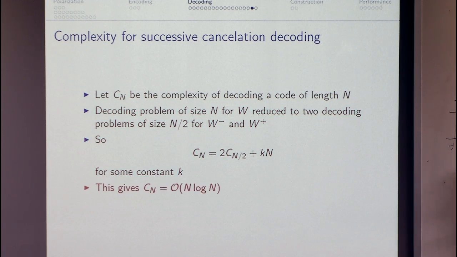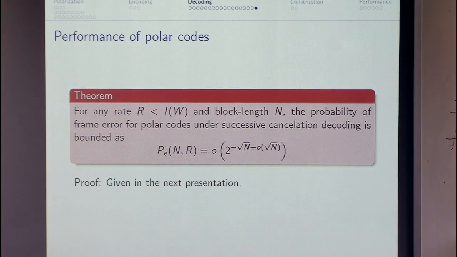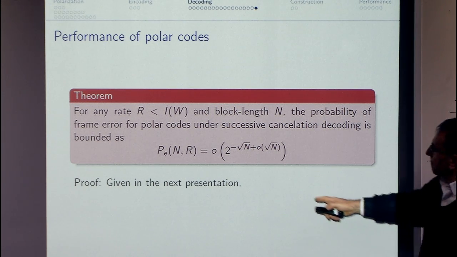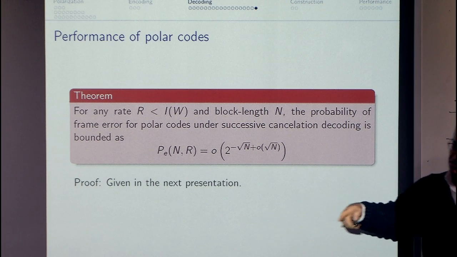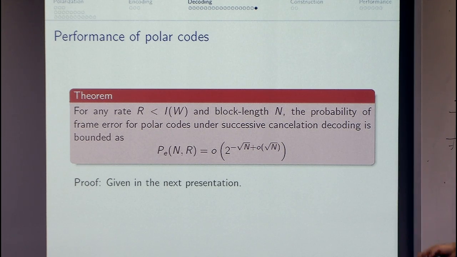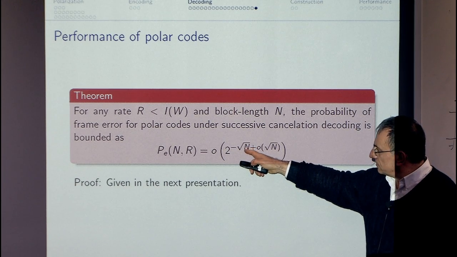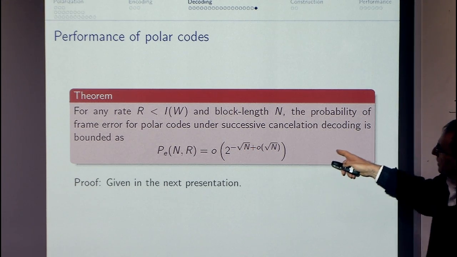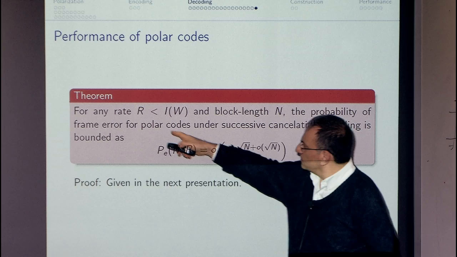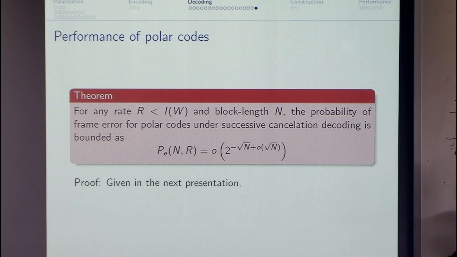Okay, so this is an algorithm whose complexity is n log n as well, and the martingale convergence theorem with the rate of convergence, together with the union bound, gives us this result, that the probability of decoding error goes to 0 exponentially in the square root of n for any rate R less than the channel capacity.